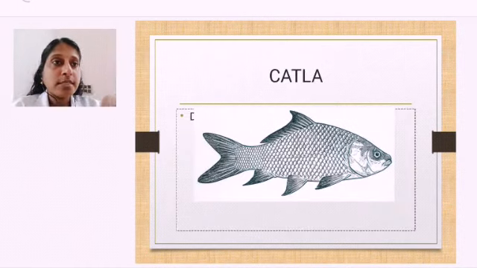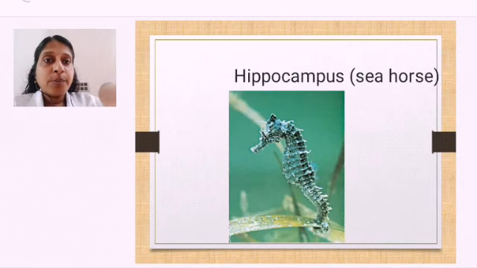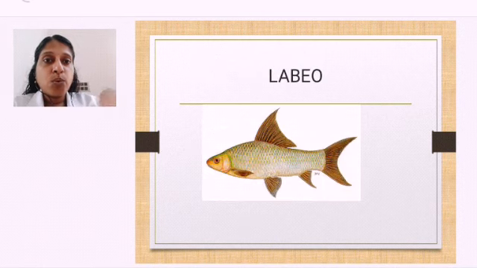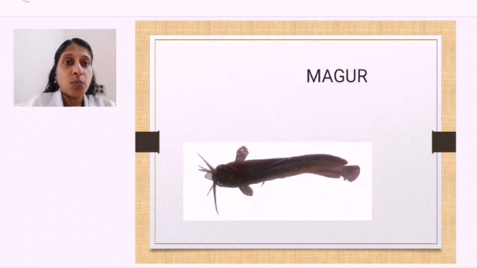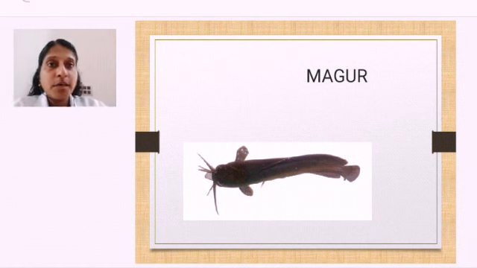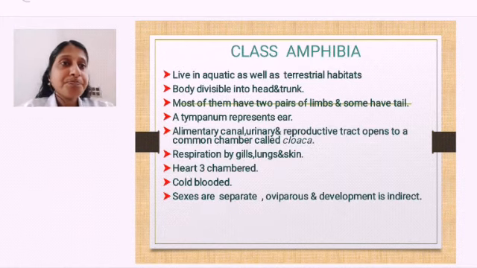So Osteichthyes: Katla, thereafter Hippocampus, seahorse, flying fish, Labeo, Magur, all these are coming under what? This Osteichthyes. Now Pisces is over. Now we are moving on to the next one. What is that? Amphibia. Okay, so under Amphibia you can see Gnathostomata, under that Amphibia.